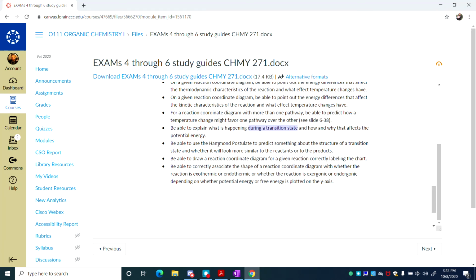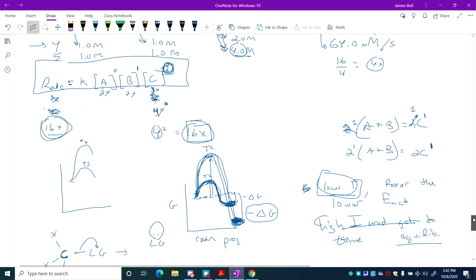I didn't write any Hammond postulate questions. The relevance of the Hammond postulate won't be clear to you until a little bit later when we see some examples, so I'm not worried about it right now. It's not really that important to know as a concept. It'll make much more sense and be less abstract once we see some specific examples later in the semester and even more next semester. We looked at drawing a reaction coordinate diagram. Just to point out this bullet point here, it relates to this question up here that we talked about.